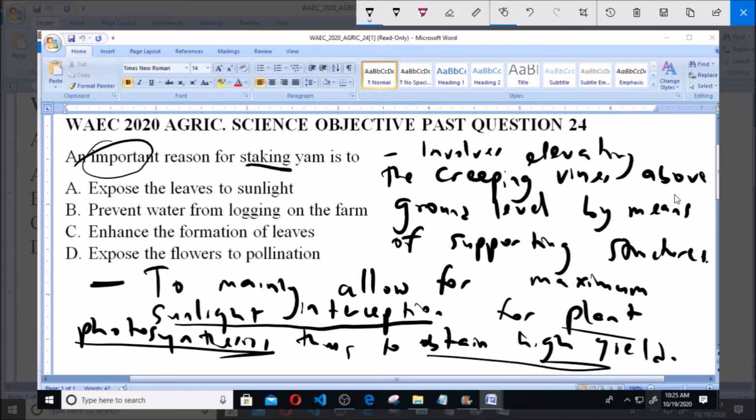So option A says expose the leaves to sunlight, and as we have rightly established here, the main reason for staking is to allow for sunlight, to expose the leaves to sunlight. So option A, expose the leaves to sunlight, is the correct answer to the question.